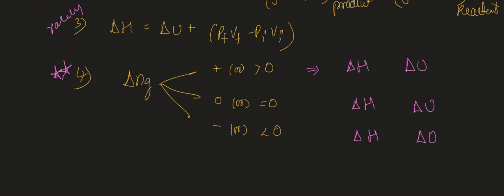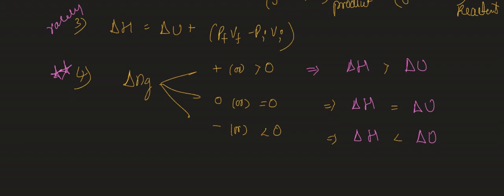So now, positive indicates the greater than symbol. Zero indicates the equal to symbol. Negative indicates the less than symbol. So this is the relation between delta H and delta U. How do we find the relation between delta H and delta U? By using delta n_g. Clear till here? Right, moving to the next one.